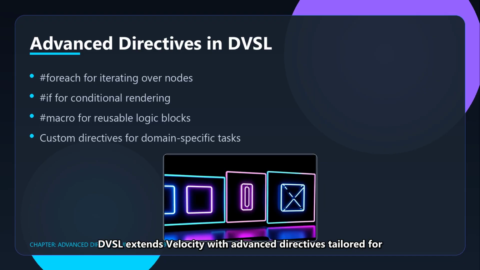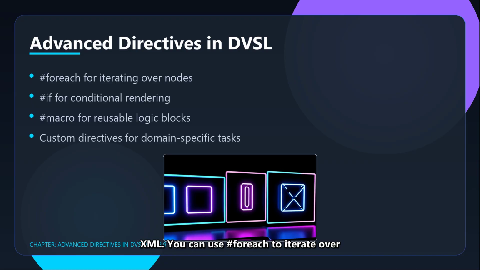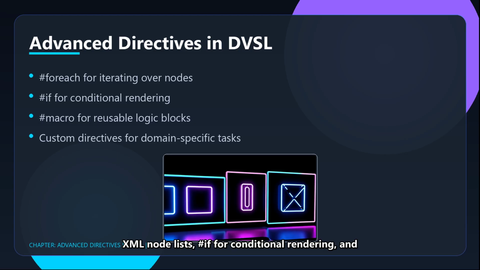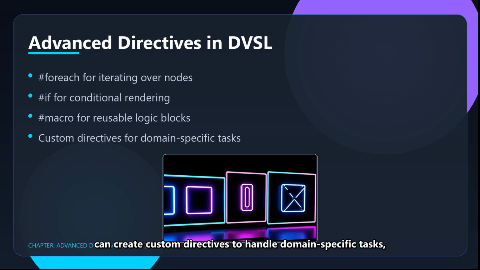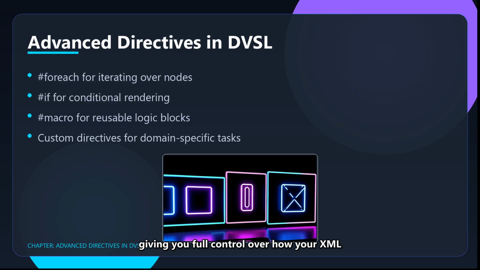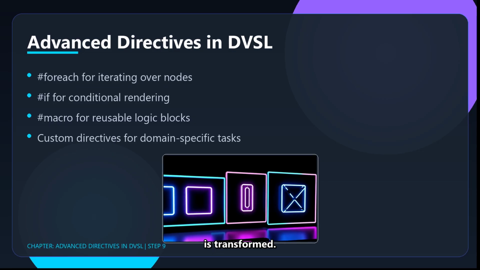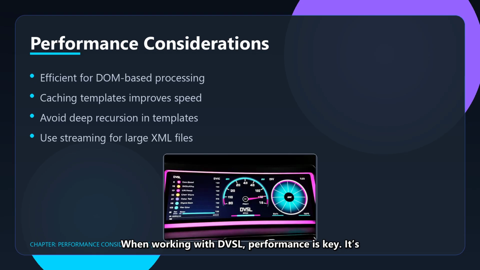DVSL extends Velocity with advanced directives tailored for XML. You can use #forh to iterate over XML node lists, #if for conditional rendering, and #macro to define reusable logic blocks. Additionally, you can create custom directives to handle domain-specific tasks, giving you full control over how your XML is transformed.